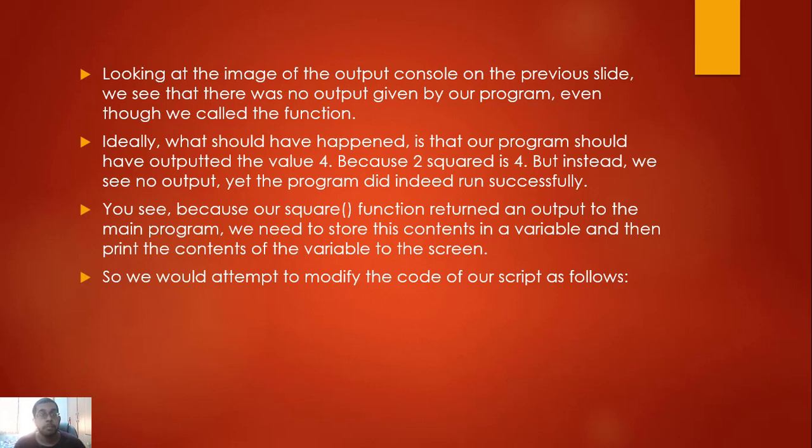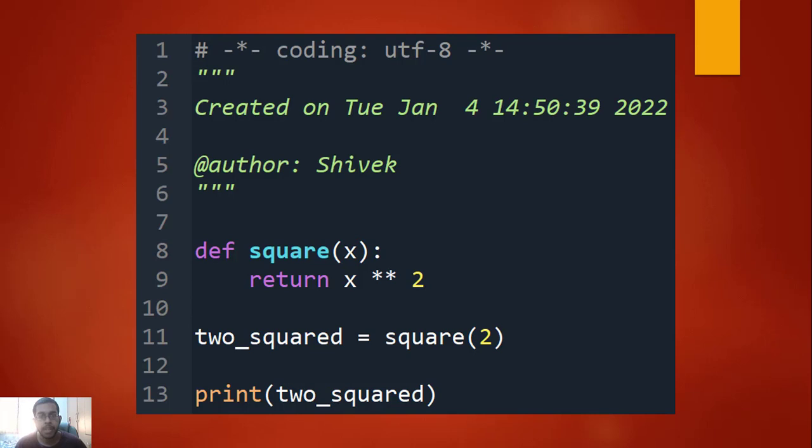You see, because our square function returned an output to the main program, we need to store this contents in a variable and then print the contents of the variable to the screen. So we would attempt to modify the code of our script as follows. Define square x, return x to the power 2, that remains the same. Notice we now have a variable, 2 squared is equal to square 2, print 2 squared.